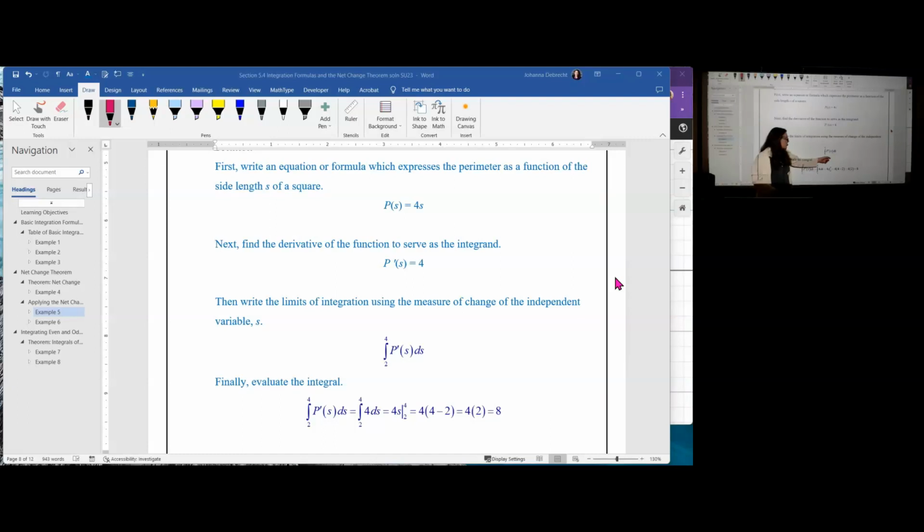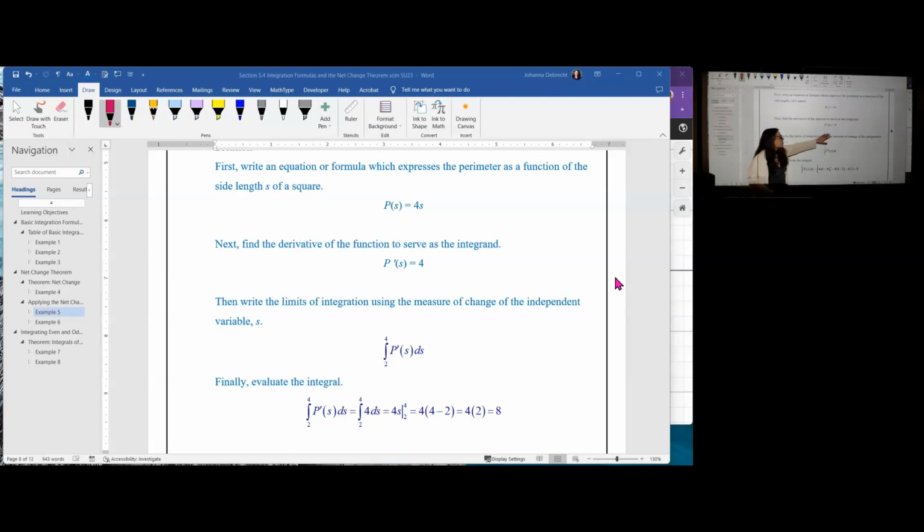We start with the side length of 2 and we end with the side length of 4. In other words, it's changing. In this case, we're going to integrate the rate of change of perimeter from 2 to 4. Finally, we evaluate the integral.